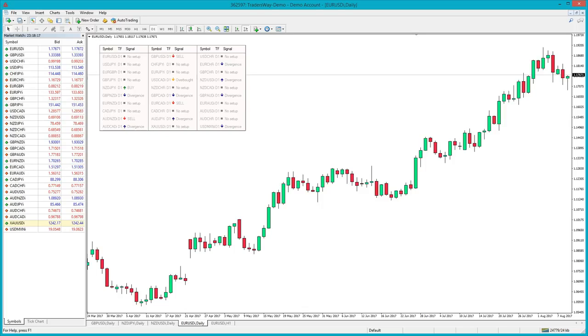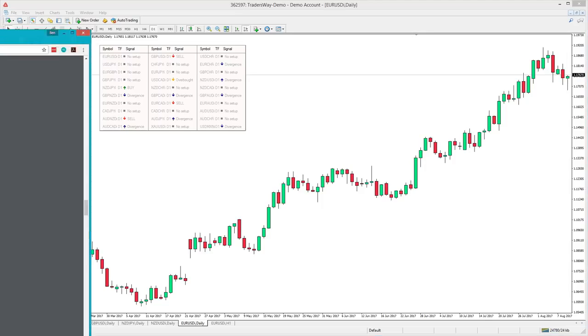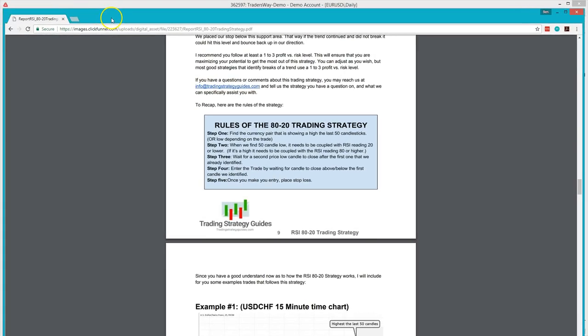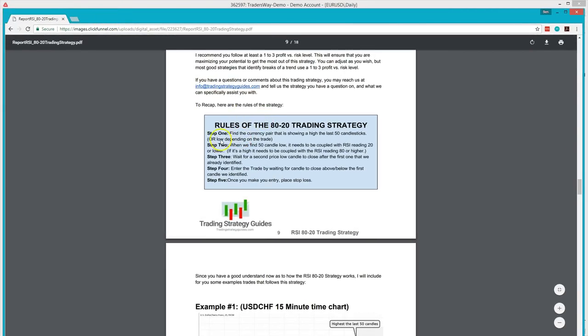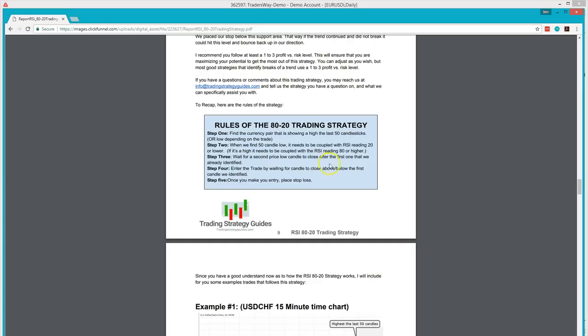You can go to our website, www.tradingstrategyguides.com. If you search RSI 8020, you're going to find a strategy, and that's the strategy behind the EFC. Here's a little tidbit of it. Here are the rules. You can see the rules: step 1, 2, 3, 4, 5. There's 5 rules to it. It's pretty simple, depending on whether you're advanced or beginning. If you're an advanced trader, you're going to pick up on the strategy really quick. If you're a beginner trader, you might need to read it a few times.